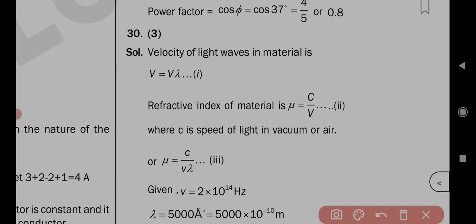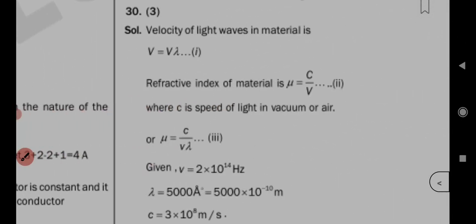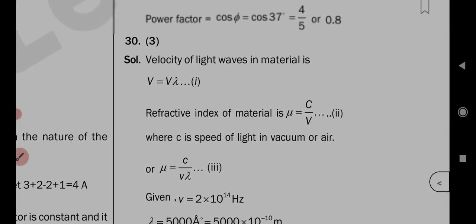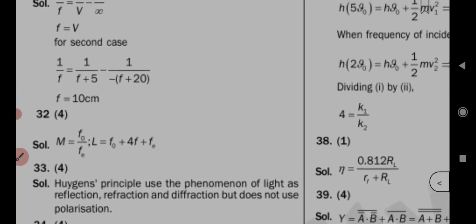The next question, this is a very important question. Very important question. Question of the day. So you will get the answer as 3. Okay, let's see the next question.